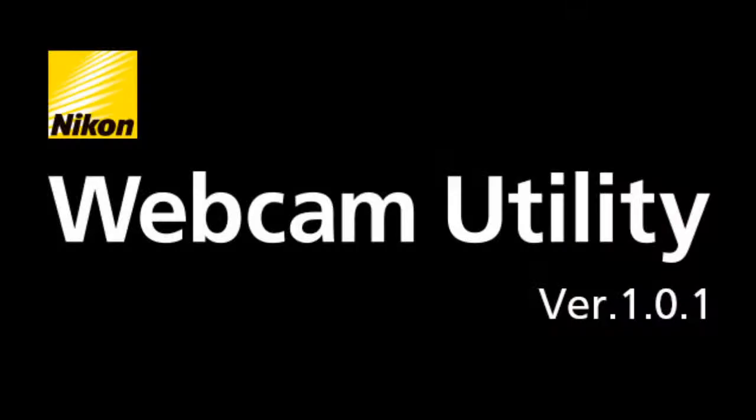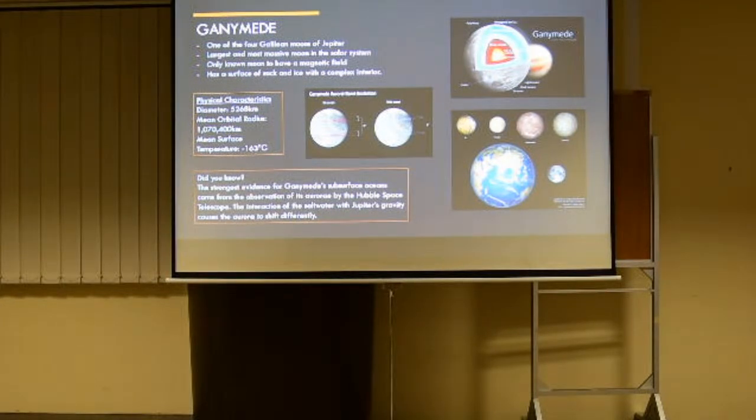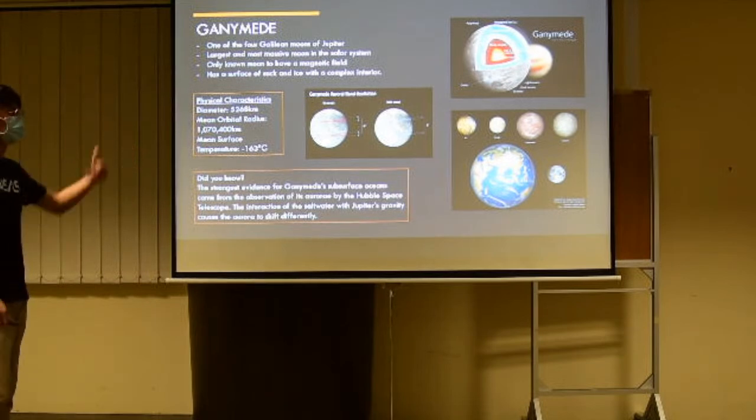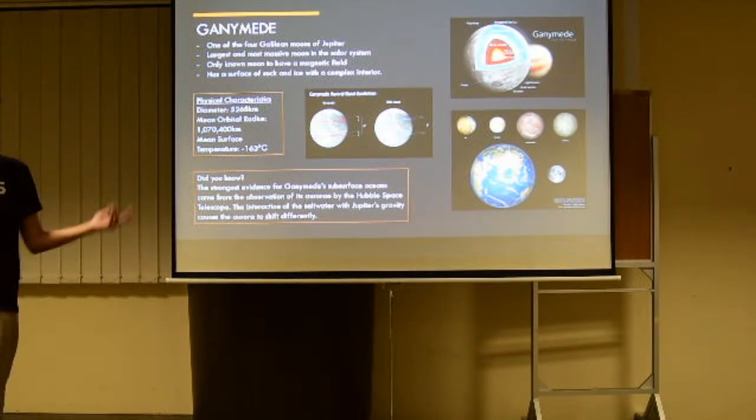So, scientists realized something is interfering with this magnetosphere. Something is running counter to it. And they hypothesized that that would be the salt water of the subsurface ocean. And this is the strongest evidence we have of the subsurface ocean.